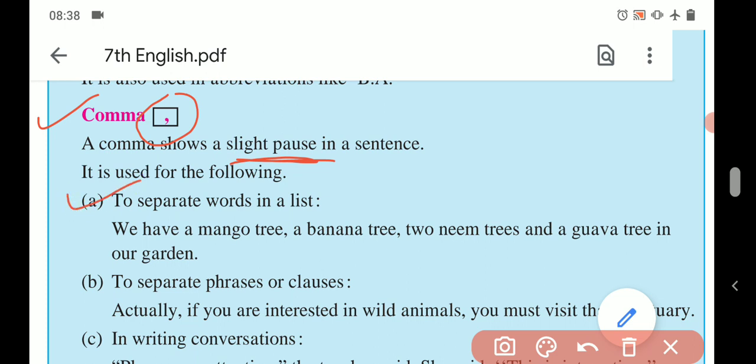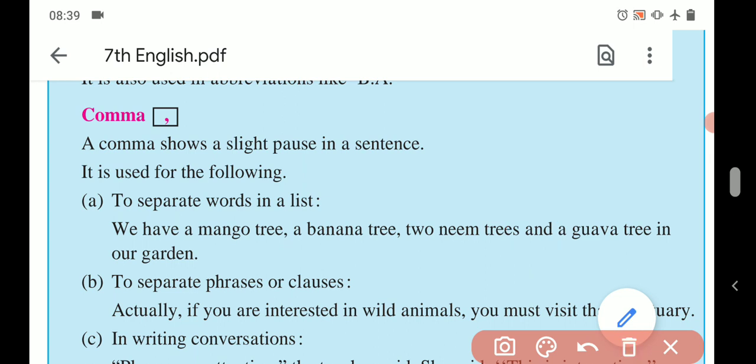First use, to separate words in a list. If you are to list the words, at that time you have to use comma. For example, mango tree, banana tree, neem tree, guava tree. These are the names of trees and they are listed over here. After each you can notice how comma is used. Here it is after mango tree, then after banana tree, then after neem tree, and here the last one is joined using the word and.